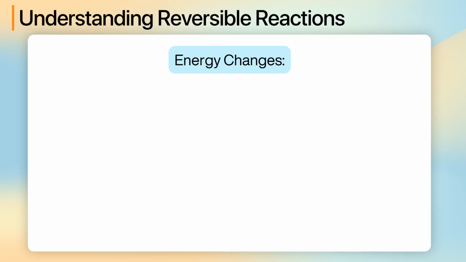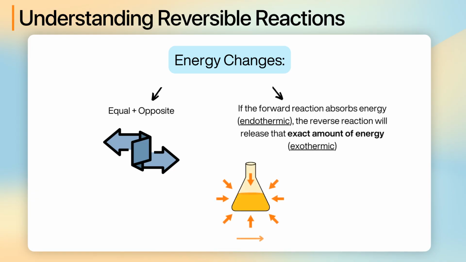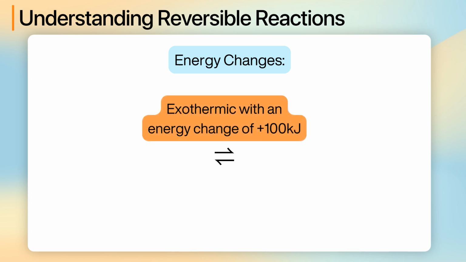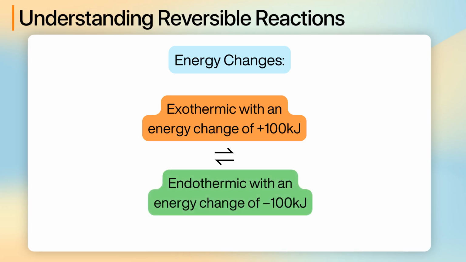One important thing to note about reversible reactions is that the energy changes in the forward and reverse directions are always equal and opposite. This means that if the forward reaction absorbs energy, endothermic, the reverse reaction will release that exact amount of energy, exothermic, and vice versa. For example, if the forward reaction is exothermic with an energy change of plus 100 kilojoules, meaning it releases 100 kilojoules into the surroundings, then the reverse reaction will be endothermic with an energy change of minus 100 kilojoules, meaning it absorbs 100 kilojoules from the surroundings.